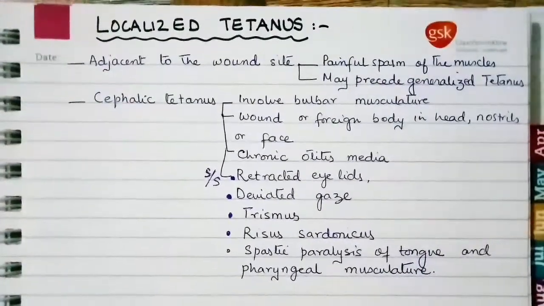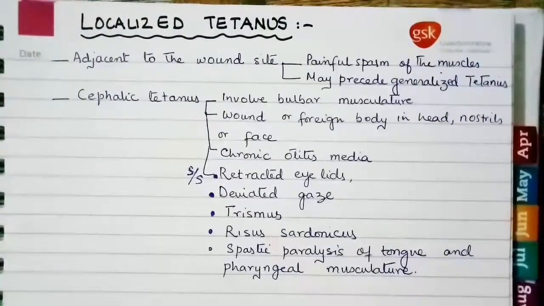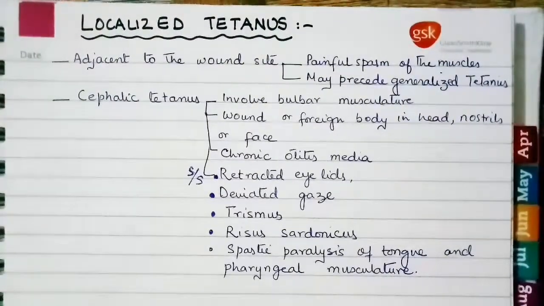Now friends, localized tetanus is the painful spasm of muscles adjacent to the wound site. It may precede generalized tetanus. Cephalic tetanus is a form of localized tetanus which involves bulbar musculature. In this case, there is usually a wound or foreign body in the head, nostrils, or face. However, it may be associated with chronic otitis media. Clinical features include retracted eyelids, deviated gaze, trismus, risus sardonicus, and spastic paralysis of tongue and pharyngeal muscles.